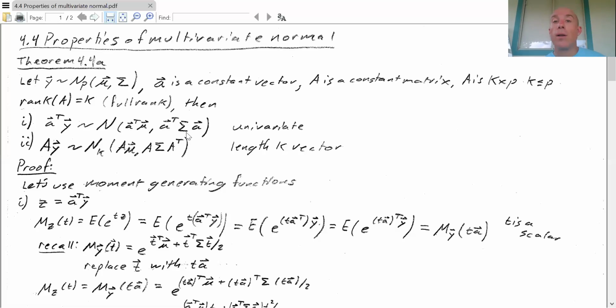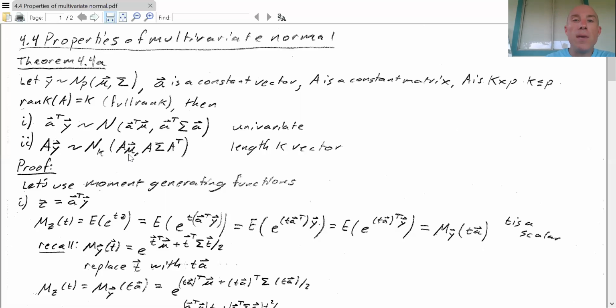Now let's look at another, more complicated situation. This time, I'm multiplying the vector by a matrix. So here we multiply A by y. In this situation, it is very similar to what we had previously. Let me back up. This is going to be a length k vector, from matrix multiplication: k by p, p by 1. So it's going to be a k by 1 matrix, which is a length k vector.